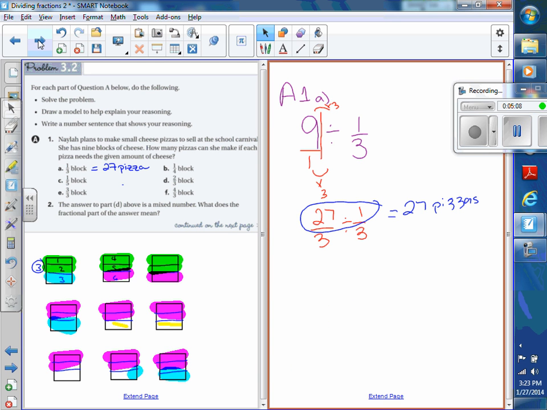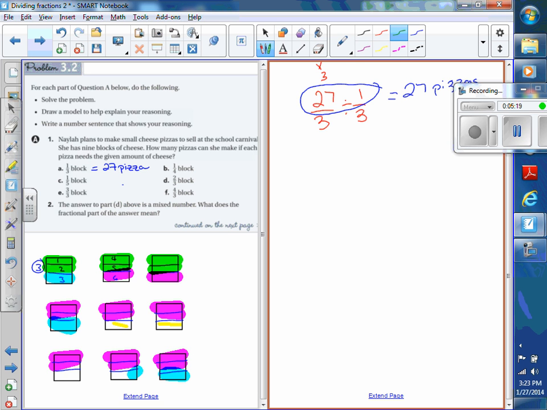because that's great in elementary school. But as the problems get harder, the pictures are almost impossible to draw. So that's why we use the rule. So we still started with 9 blocks of cheese. But this time we divided them into 2/3 slices. So we're trying to see how many sets of 2/3 are in 9.